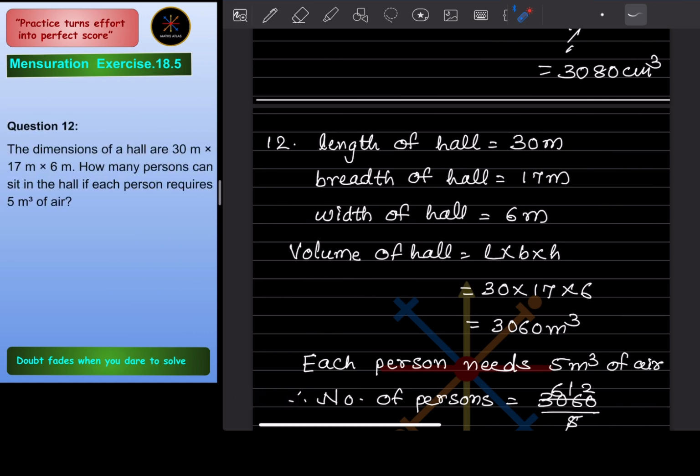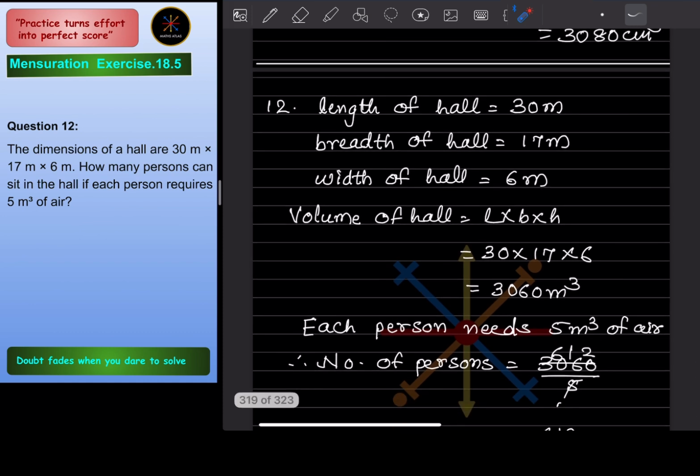It's given the dimensions of the hall as 30 into 17 into 6, which means the length is 30, the breadth is 17, and the height is 6 meter. From this, they have asked how many persons can sit in the hall if each person requires 5 meter cube of air. For this, first we have to find the volume of the hall. The formula is length into breadth into height. So this will be 30 into 17 into 6.